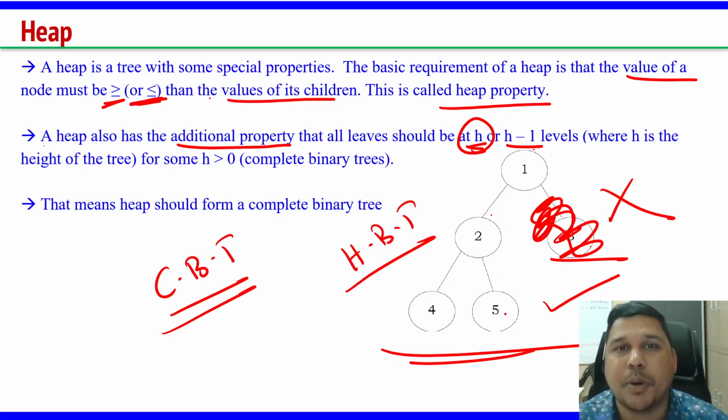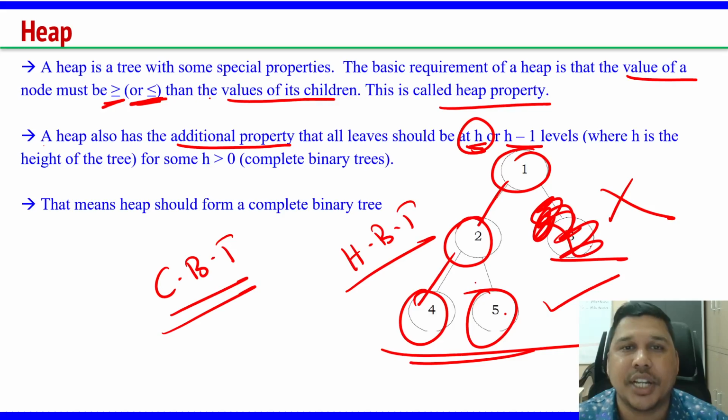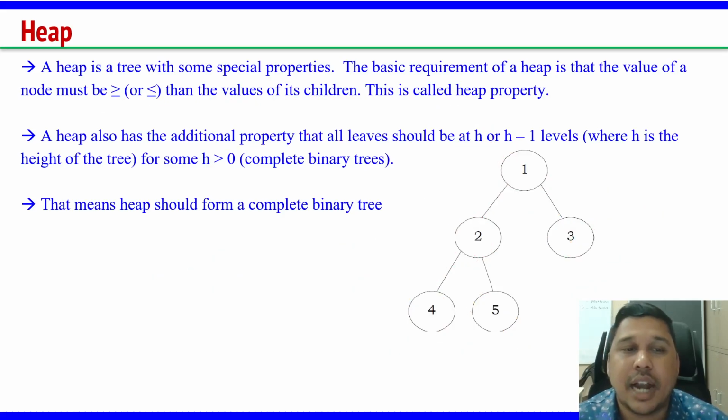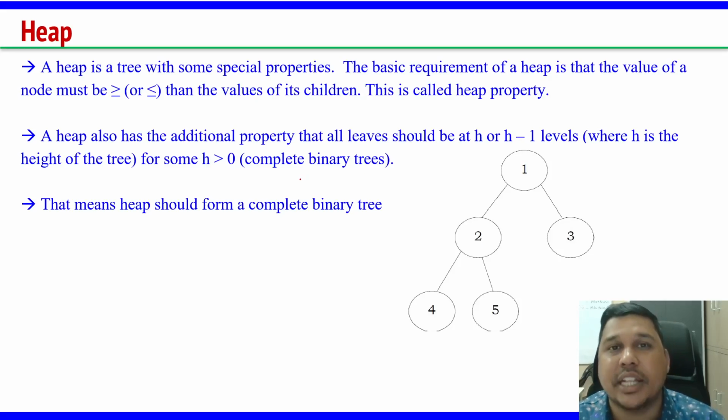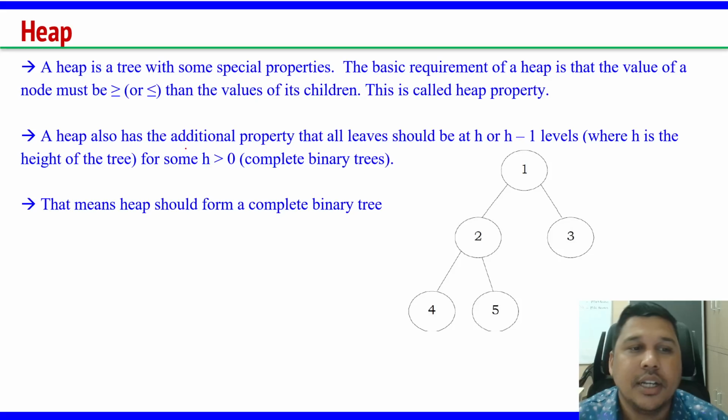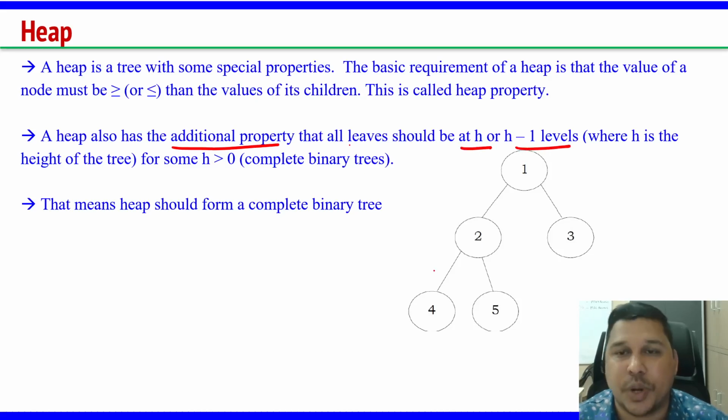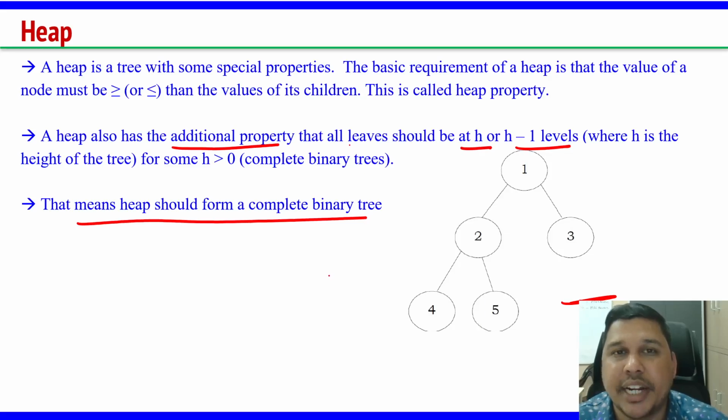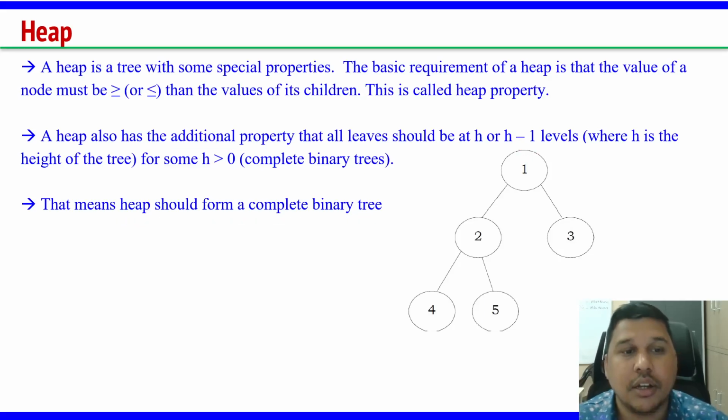If you apply the property of an AVL tree, this tree with 1, 2, 4 and 5 is not a balanced tree. That is why we say that the additional property indirectly satisfies the AVL property as well. Heap also has an additional property that all leaves should be at h or h minus 1, like this. Meaning that a heap should form a complete binary tree. We studied 3 different types of binary trees: strict, complete, and full binary tree. So, this complete binary tree is our heap tree.